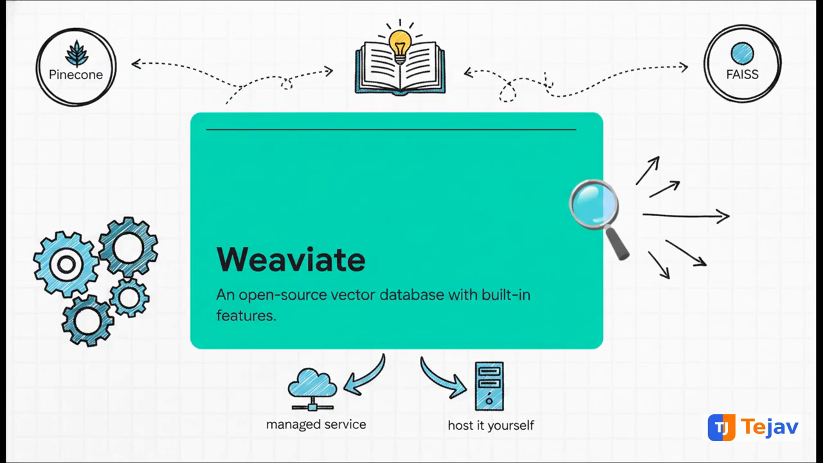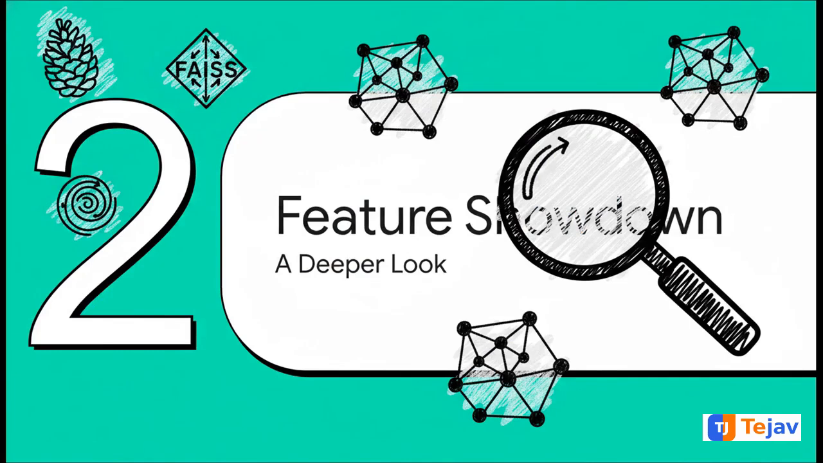And rounding out our trio is Weaviate. Weaviate is an open source vector database that kind of lands right in the middle of the other two. It's way more than just a library, it's packed with features right out of the box, but it still gives you the choice to host it yourself or use their cloud service. Okay, we know who they are.